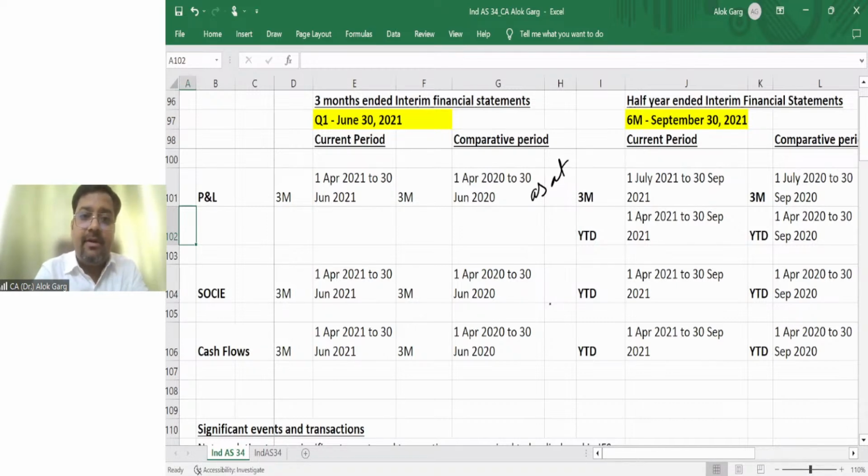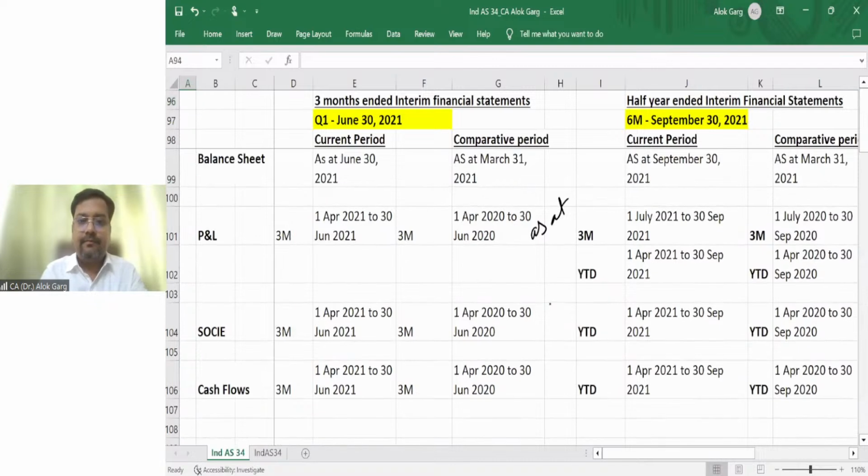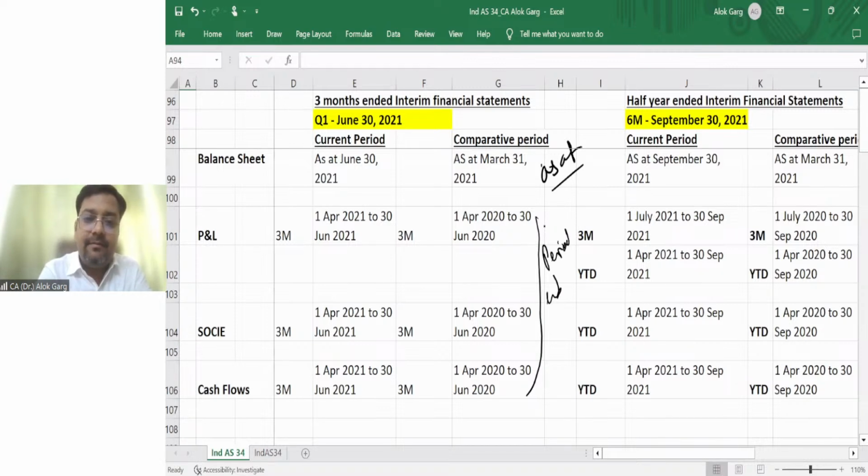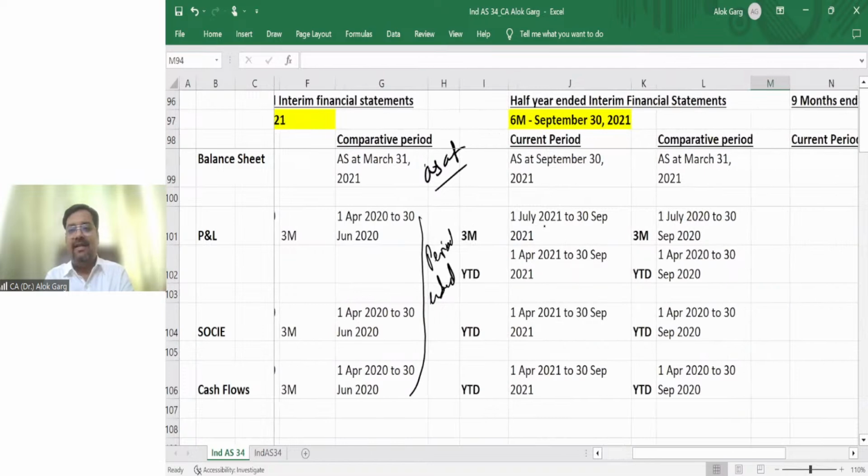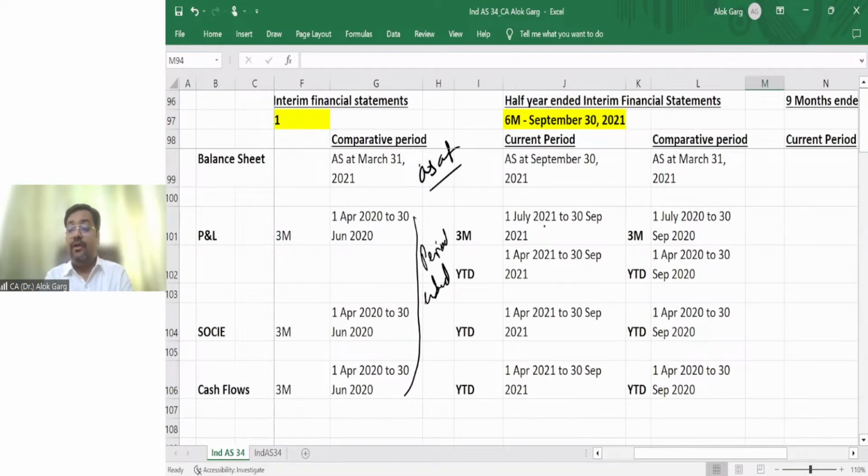But all these other numbers are for the period ended: P&L, SOCI, cash flow, right? So as per standard, P&L is required for the current quarter as well as year to date, but cash flow and SOCI are only required for the year to date, and the balance sheet is always compared with the last date of the last year's balance sheet, right?